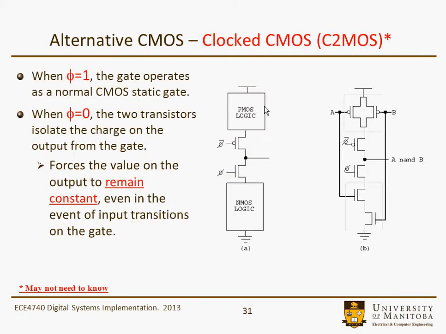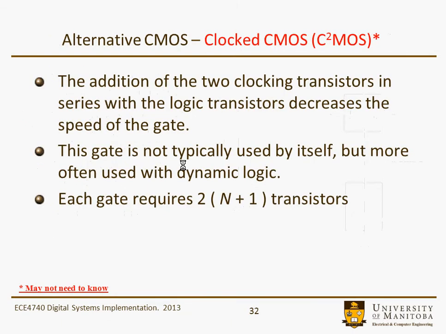This is our old PMOS logic block and the complementary NMOS logic block, and this is the logic function, whatever happened to be there. When phi is equal to 1, phi bar is equal to 0, these two are both on, and it operates as normal. When phi is equal to 0, then we isolate the output from the NMOS logic and the PMOS logic blocks. So it forces the value on the output to remain constant even if the input transitions occur. We may also see this if you're trying to put something into high impedance.